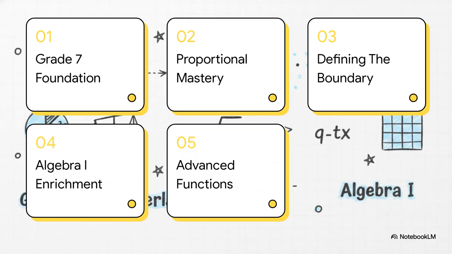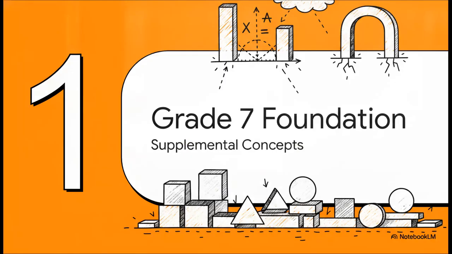Here is the blueprint we'll be following today. 1. The Grade 7 Foundation. 2. Mastering proportional relationships. 3. Defining the math boundary. 4. Algebra 1 enrichment units. And finally, 5. Advanced functions and data.